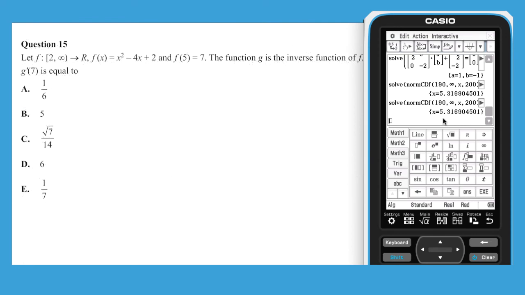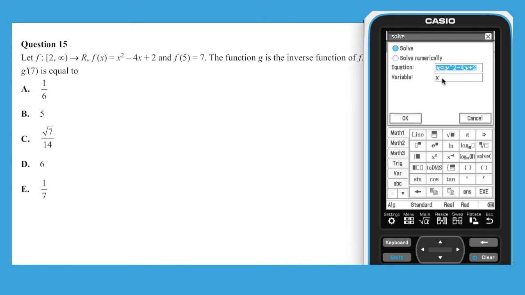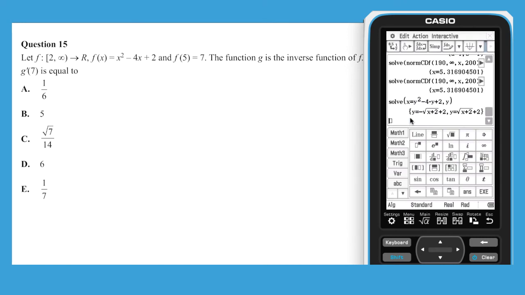Question 15. One approach to this question is to find g of x, the inverse of f, and then find its derivative value at 7. The inverse function can be found by solving this equation for y. Because the range of this inverse function is from 2 to infinity, the solution we want is the positive square root. From here we can find the derivative and evaluate it at x equals 7.